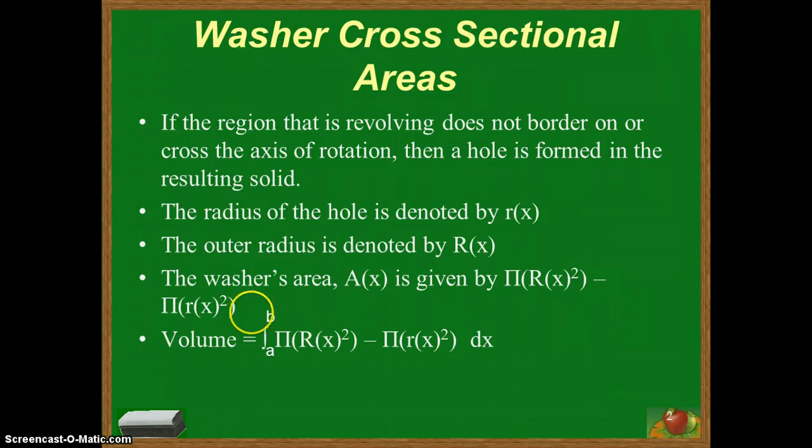We would denote the radius of the hole as lowercase r of x, or whatever variable you're using, x or y, and the outer radius is denoted by capital R of x. The washer's area then, okay, the cross-sectional area, A of x, is given by pi capital R of x squared minus pi little r of x squared. And the volume would just be the sum of those areas times the width of the subinterval, okay? So it would be the integral from a to b of pi capital R of x squared minus pi little r of x squared, okay?